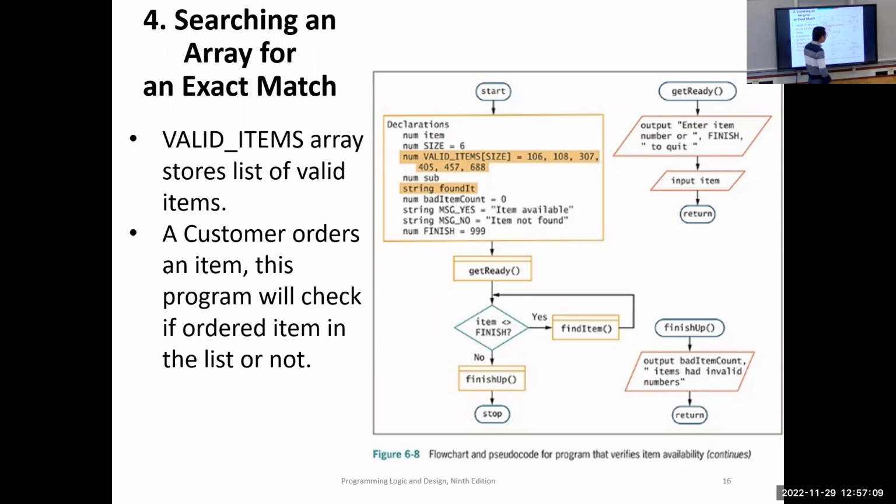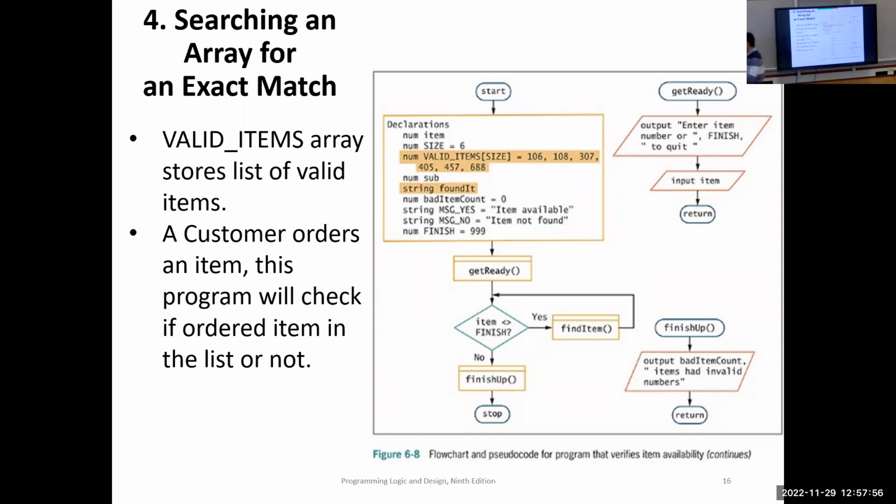So when he enters the code, you have to check whether the code is in the valid items or not. If it's a valid item, you print out "Item available." If not, you print out "Item is not a valid number." Make sense? Now, what do you think? How can you write a program to find it? Whenever you get the number from the user, how can you find it? What's the algorithm here?